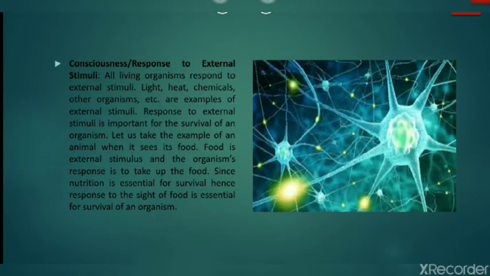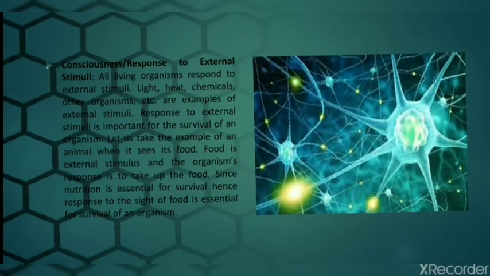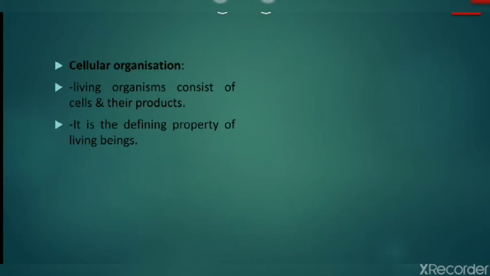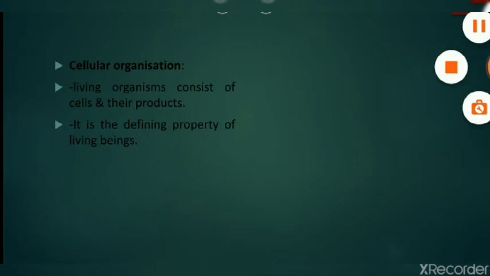The next attribute of living organisms is cellular organization. The body of all living organisms is made up of cells and their products, and it is the defining property of all living organisms, no matter whether it is a unicellular organism or a multicellular organism. But the body of all living organisms must be made up of cells.